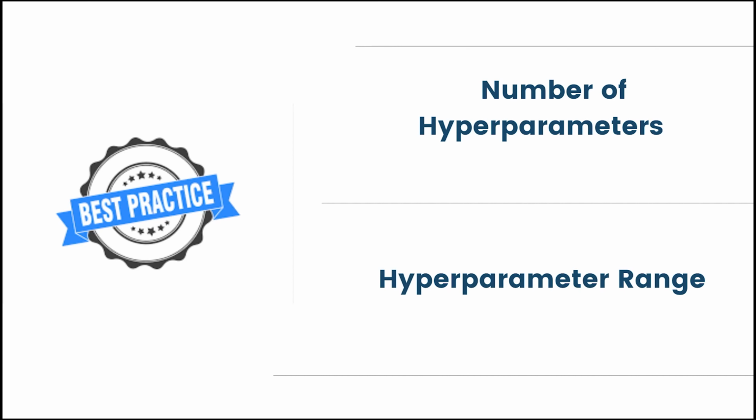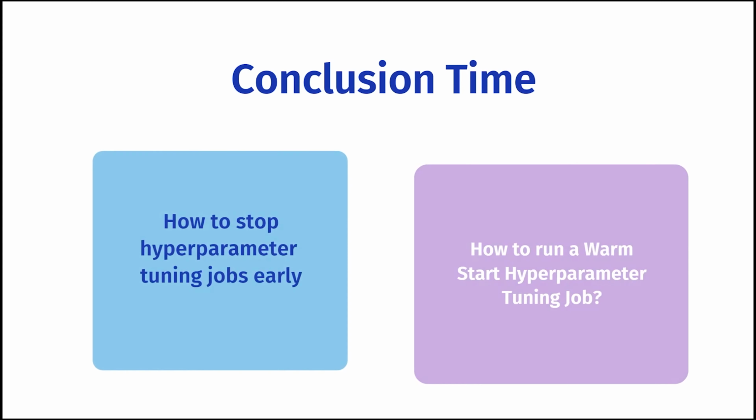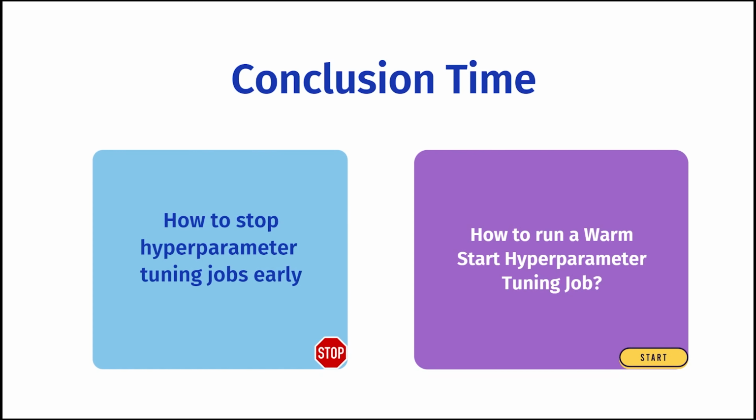With this, let's cover the last two topics of today's learning: how to stop hyperparameter tuning jobs early, and how to run a warm start hyperparameter tuning job. So let's say that hyperparameter tuning jobs are running for a long time, and in the end you're not happy with the results that were generated. You'll be like, wow, I just wasted XYZ days of my life. To avoid this feeling, SageMaker gives us a remarkable functionality to stop a tuning job early. So how does it work?